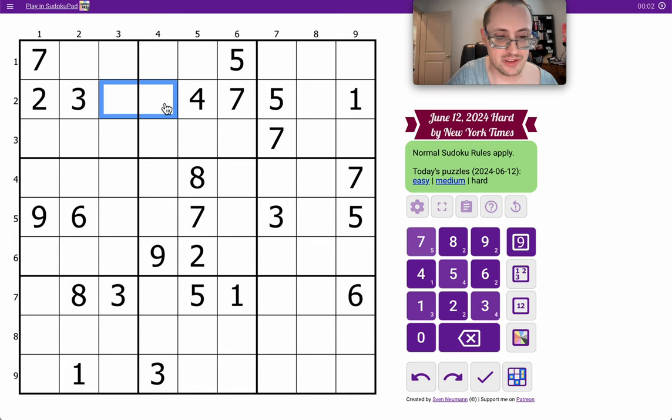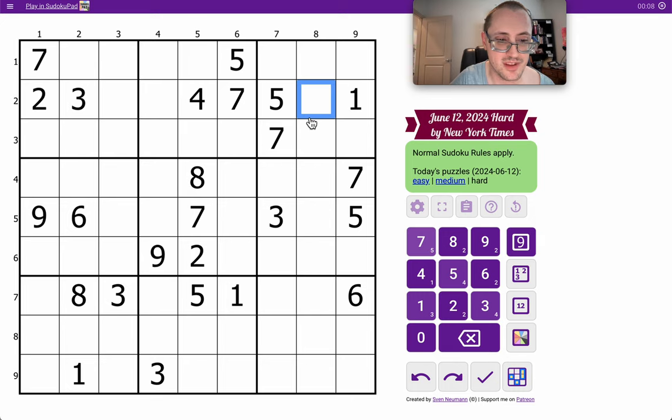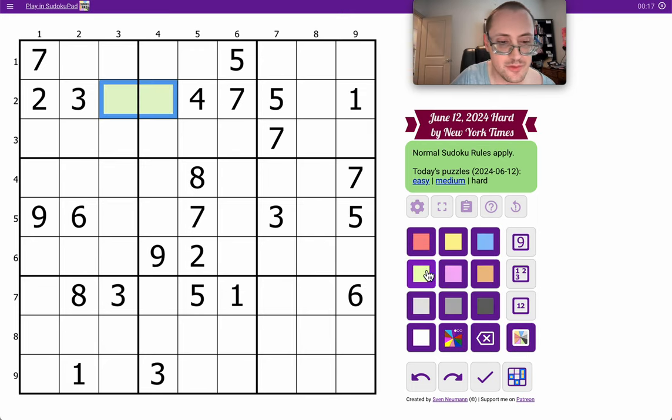I'll start by doing things a little bit differently. Row 2, if you look, has 6 digits filled in. So, I need 6, 8, and 9. I immediately, right off the bat, have a triple.